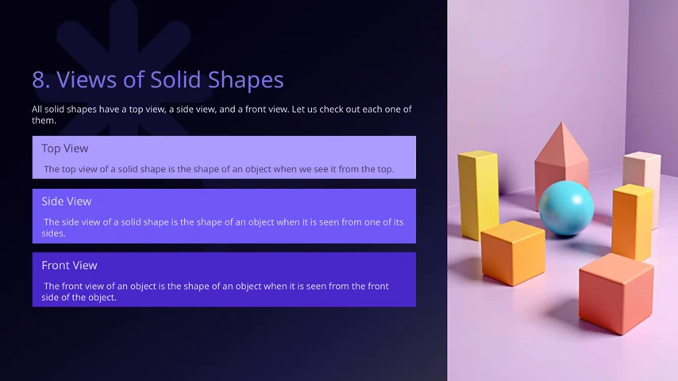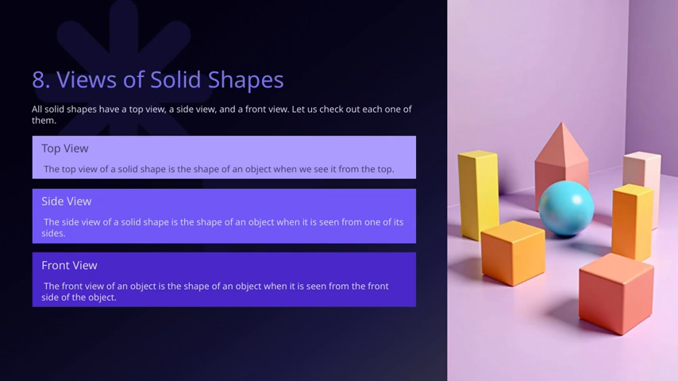Now, let's talk about the views of solid shapes. Every solid shape we study has three main views: the top view, the side view, and the front view. These views help us understand what the shape looks like from different perspectives, which is really important in fields like engineering and design. Starting with the top view, this is what you see when you look directly down at the shape from above. It gives us a clear outline of the shape's footprint.